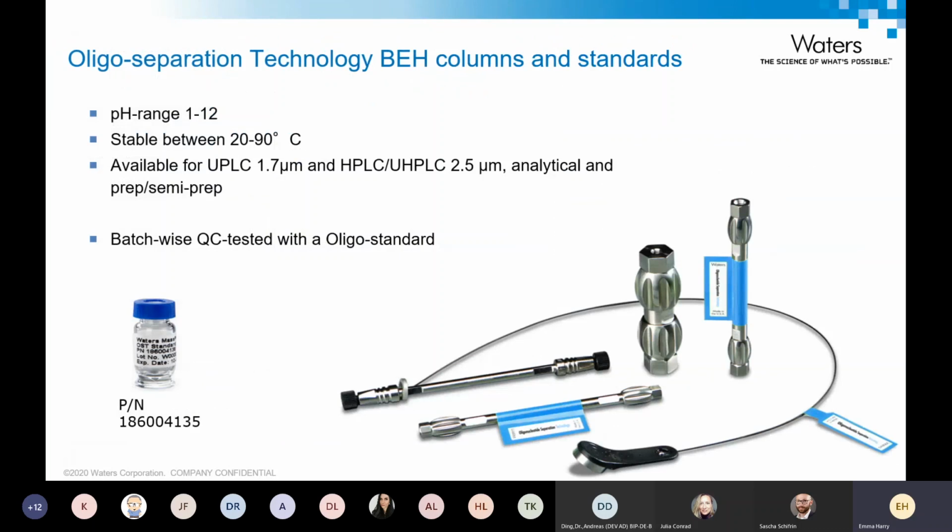So this is our oligo technology. These are our oligo columns. They've got a wide pH range. They're stable across quite a large temperature range as well. And we also have this mass prep standard. So this basically consists of 5 oligonucleotides, all thymine bases, ranging from 15 to 30 bases in length. And we run it as a quality control in our analyses.